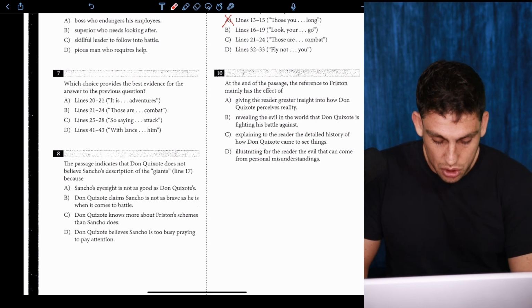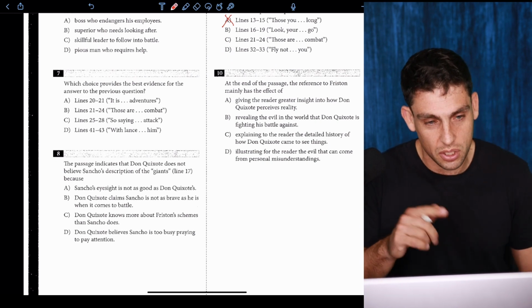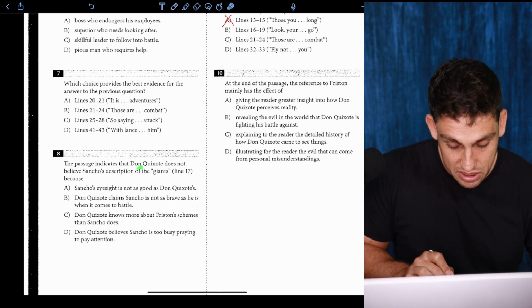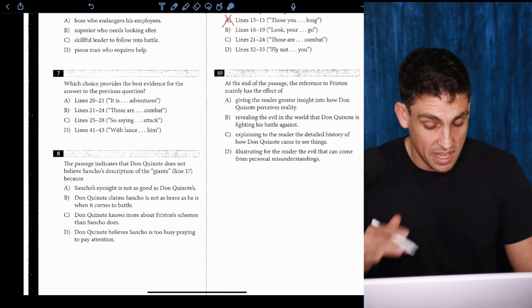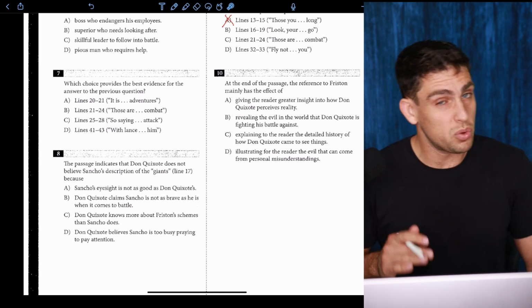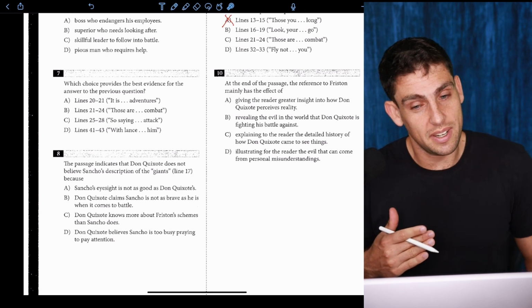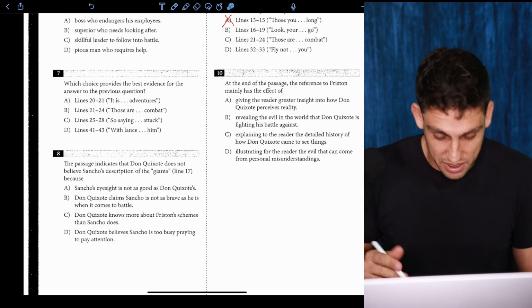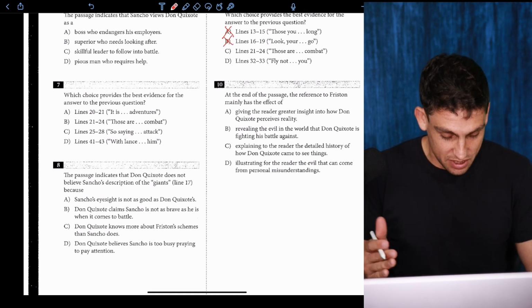Sancho's eyesight is not as good. Okay, no. Okay, Don does not believe. Oh, hold on. You have to be careful with this question. It says Don does not believe Sancho's description. So now we finally actually get Sancho's description. We don't know why Don doesn't believe Sancho's description. We just know what Sancho's description actually is. So I don't think that 16 to 19 is an answer either because it doesn't really match.